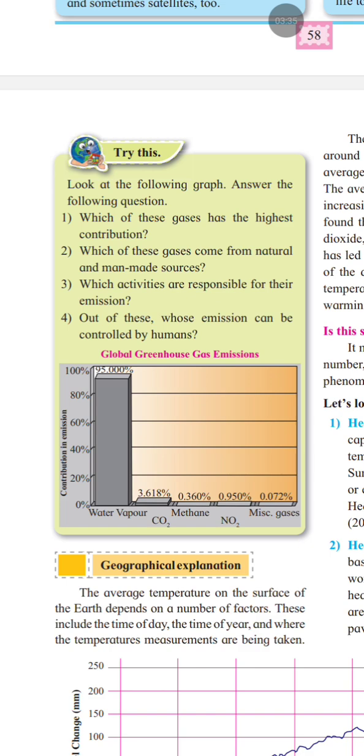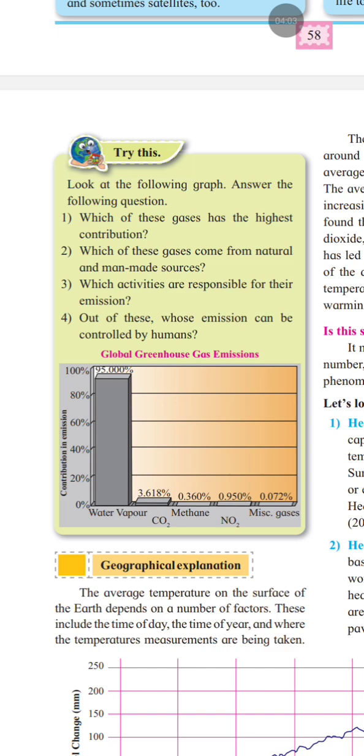You can see water vapor has the highest contribution. Second question is, which of these gases come from natural and man-made sources? Gases such as water vapor, methane, and nitrous oxide can come from natural as well as human activities. CO2 is also released naturally, but human activities are a major source of its increase.